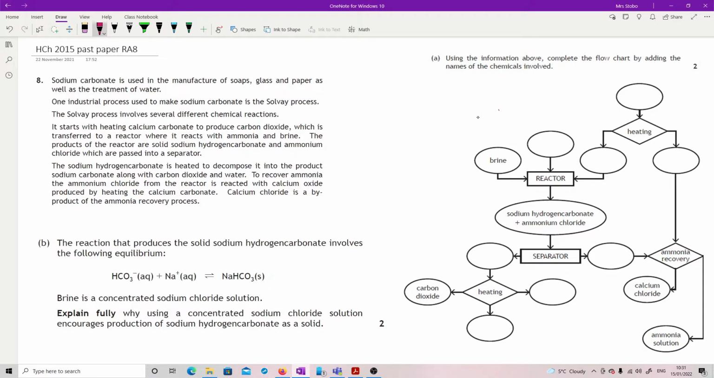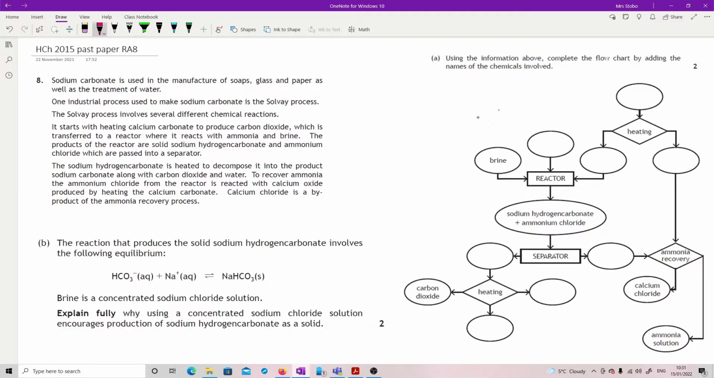Right, so question 8 on the 2015. You're expecting one of these types of questions where you have to take data from a text and put it into a flowchart. Okay, so what we have here is sodium carbonate is used in the manufacture of soap, glass and paper, as well as the treatment of water. One industrial process used to make sodium carbonate is the Solvay process.